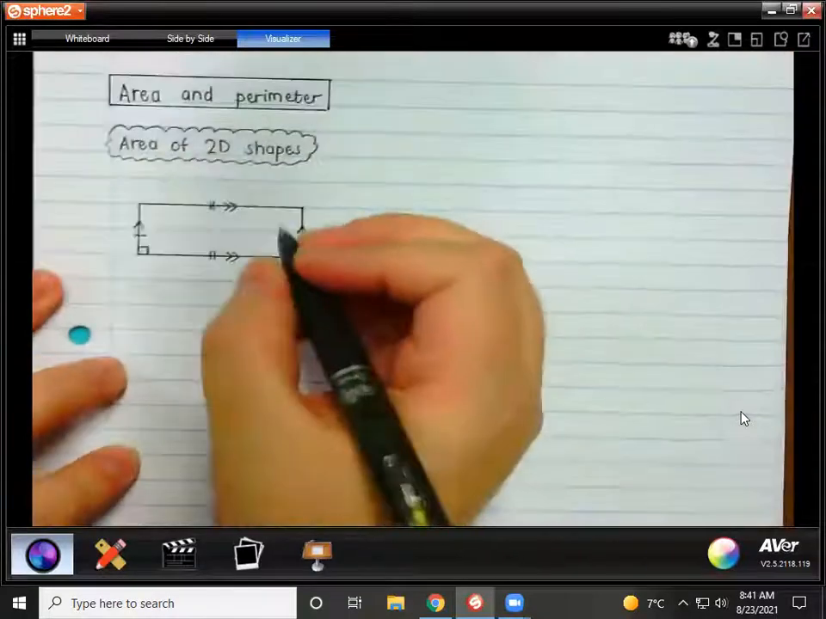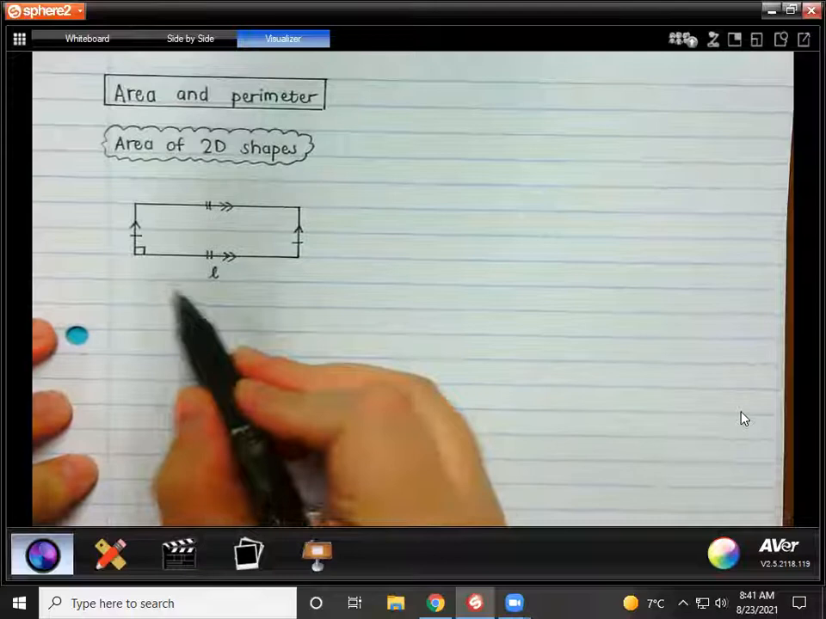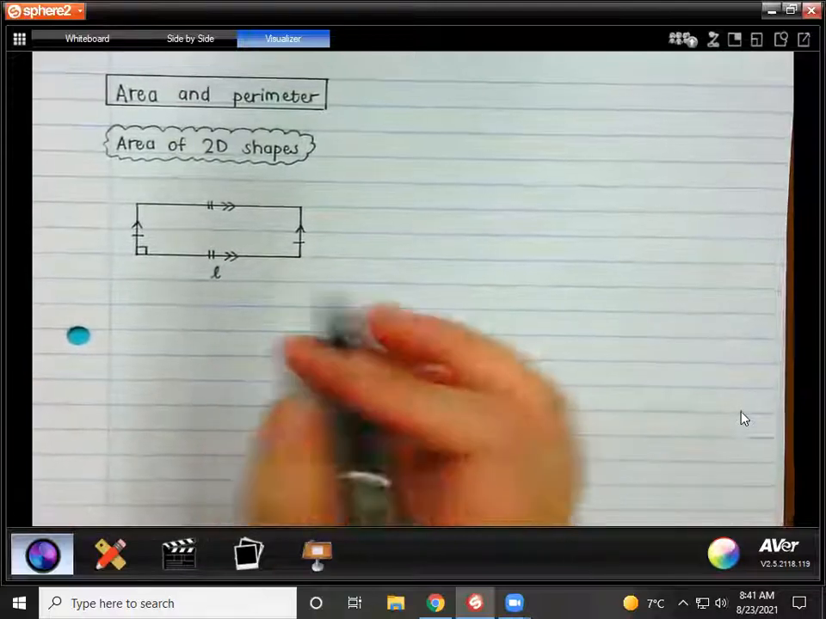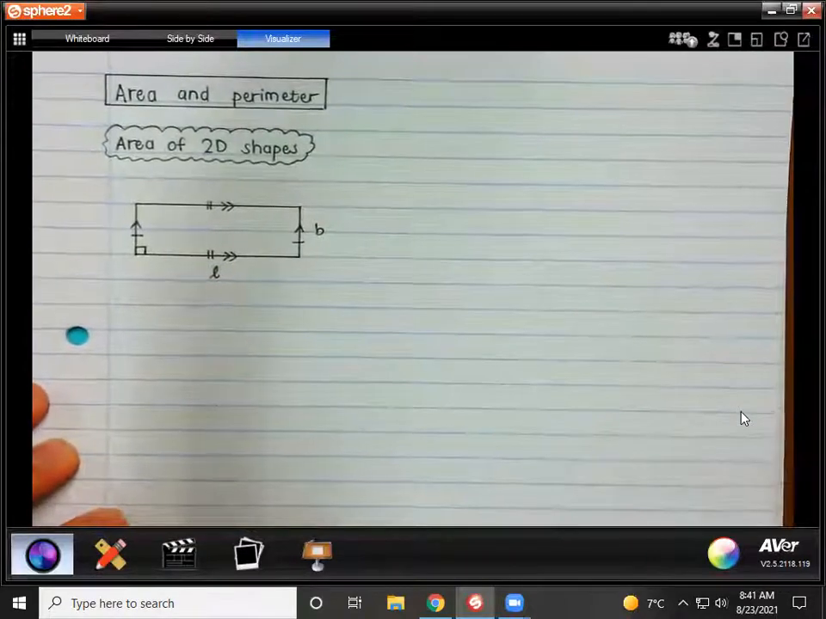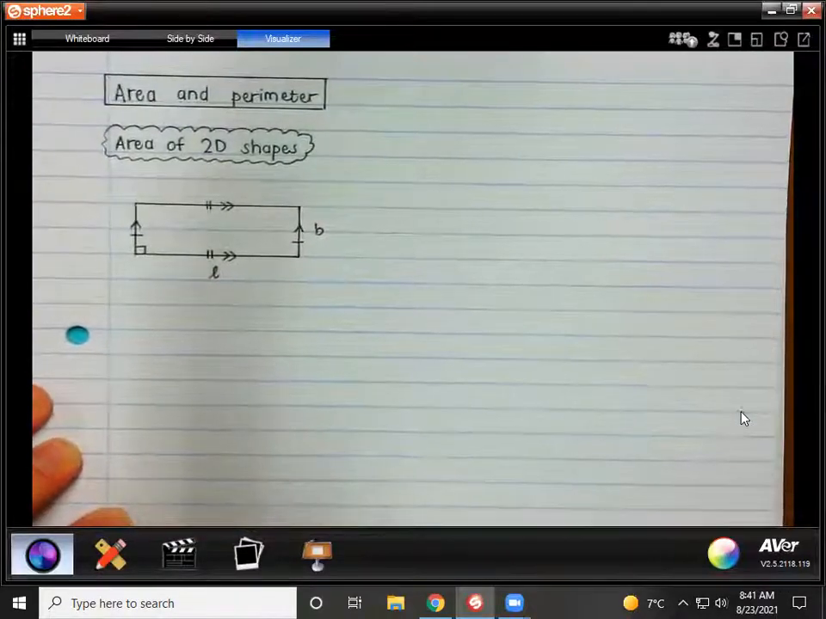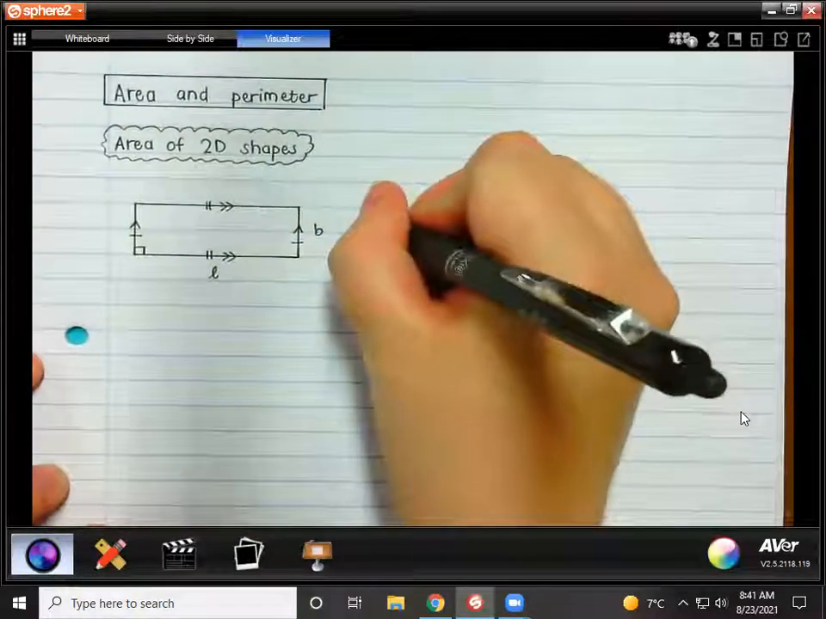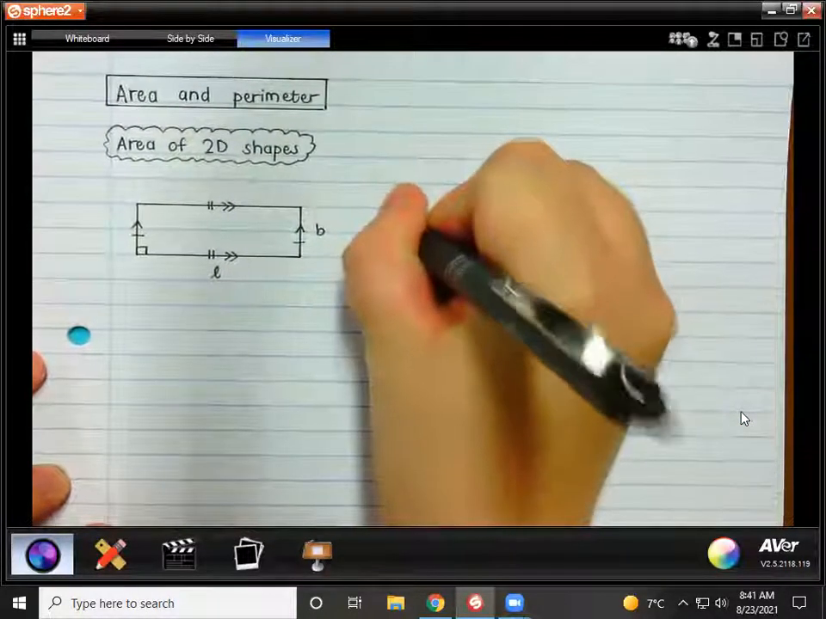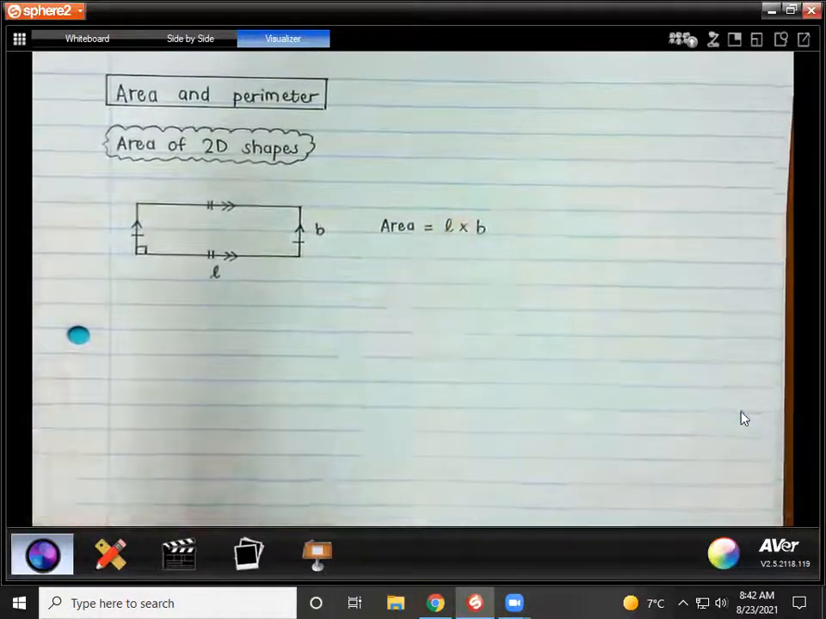Okay, the bottom side we usually call the length. I'm just using a cursive L so that it doesn't look like a 1. And the shorter side we usually call the breadth, but it doesn't actually matter. You could call the bottom one the breadth and the side one the length. It doesn't really matter. The area is always length times breadth.